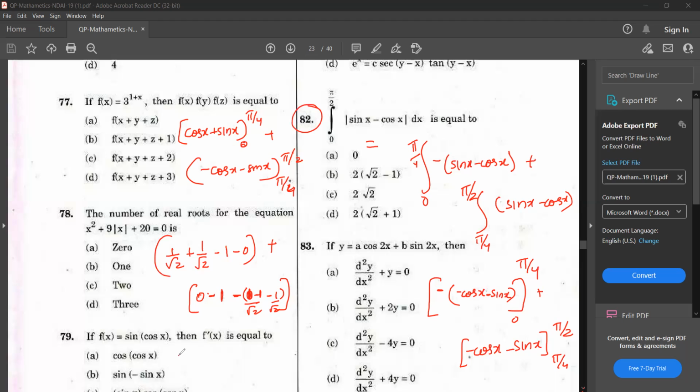Okay. So this will become 2 by root 2 minus 1 plus minus 1 plus 2 by root 2. So that will be root 2, 2 root 2, isn't it? 2 by root 2 plus 2 by root 2. So root 2 minus 2. That is 2 into root 2 minus 1 is the answer. Option B, 2 into root 2 minus 1. Option B is the correct answer.